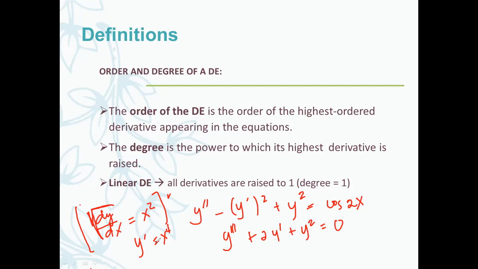So you should manipulate the DE to make the exponent a whole number? Not necessarily, it does not necessarily have to become a whole number. What if you have something like this?